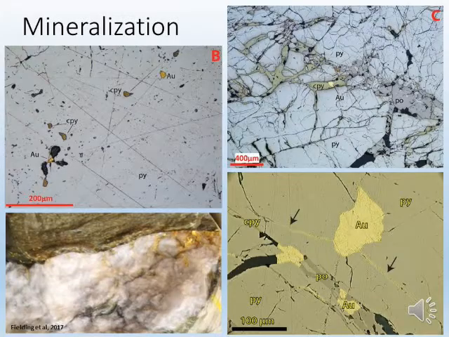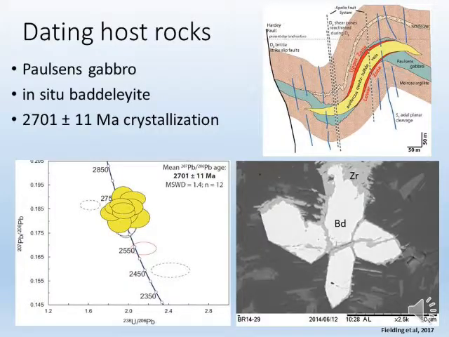So first off, we wanted to date the mine gabbro, and this was done by in situ baddeleyite dating. And the baddeleyites are shown here, so they're euhedral, and we get zircon fringes around them. So they provided a crystallisation age for the gabbro of 2701 Ma.